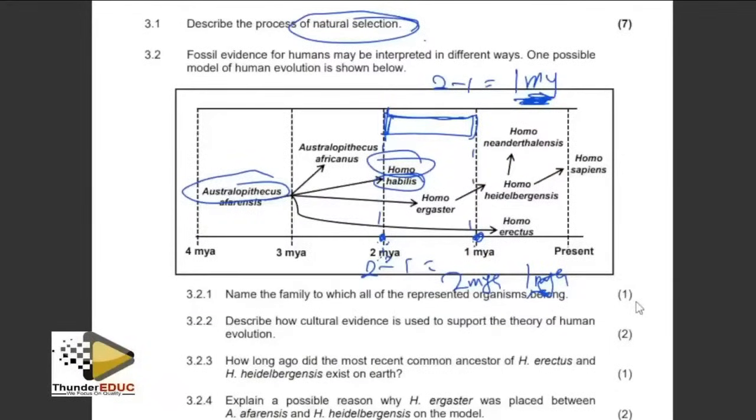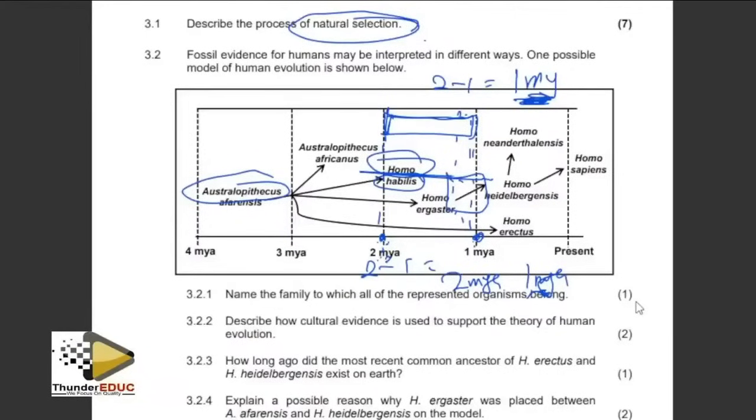Then, which species competed for resources? In this case, if you draw a line like this, you see that this one and this one touch each other. It means that they existed at the same time, so they competed for resources. So maybe you'll say Homo ergaster and Homo habilis. It depends on the species which existed at the same time. Not exactly, but they must have a line where they touch each other.